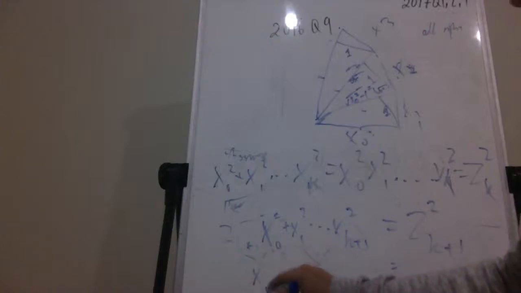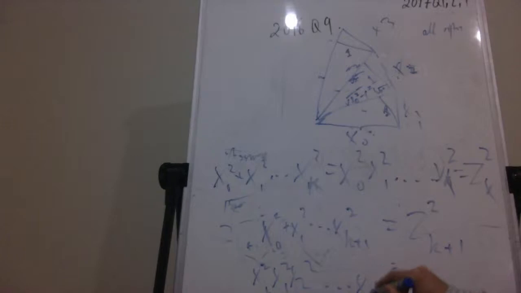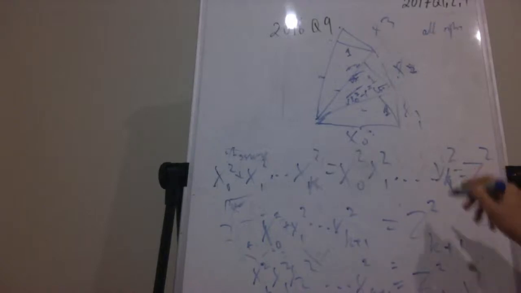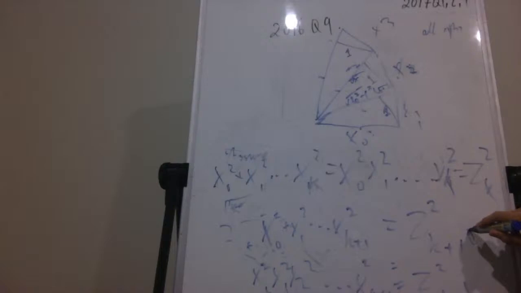And x0, x1, x2, xk plus 1 also equals z squared k plus 1. Okay, sure. But the problem is I don't know how to prove that. Look, there's a natural way to proceed. The sum of the first k plus 1 squares, this is easy to prove. This one's easy to prove.